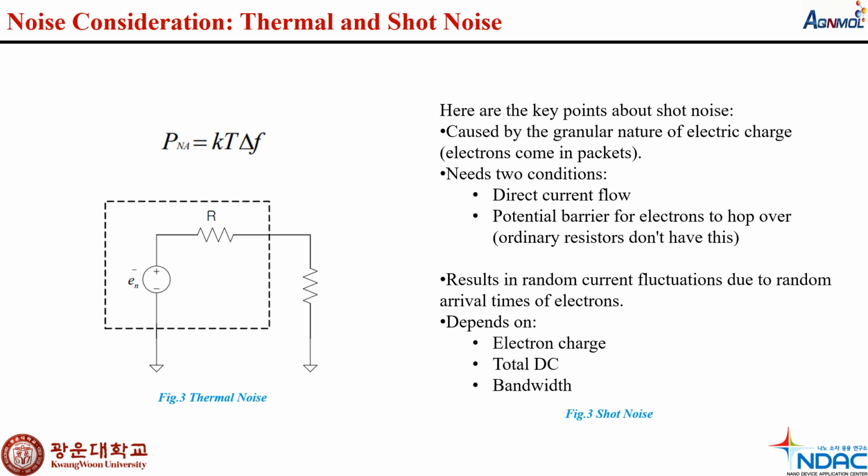In terms of shot noise, there are some fundamentals. Shot noise arises from the discreteness of electric charge, but it only occurs under two conditions. First, direct current flow, which needs a continuous flow of electrons. Secondly, potential barriers: electrons must overcome an energy barrier to contribute to the noise.